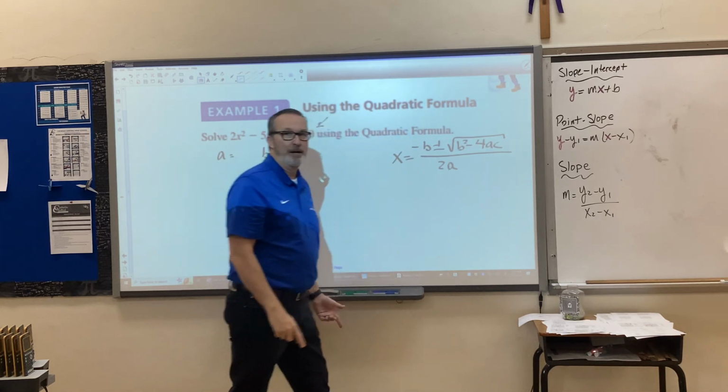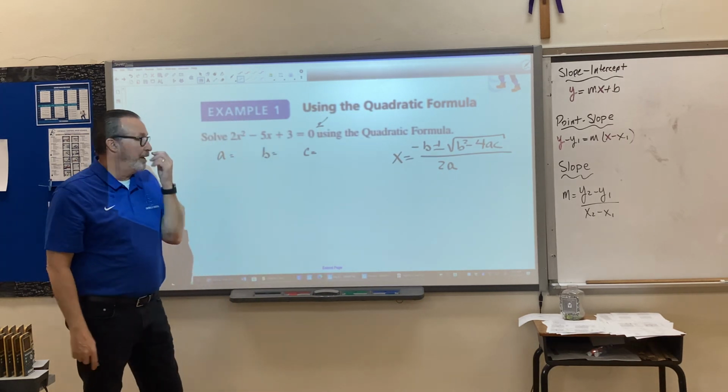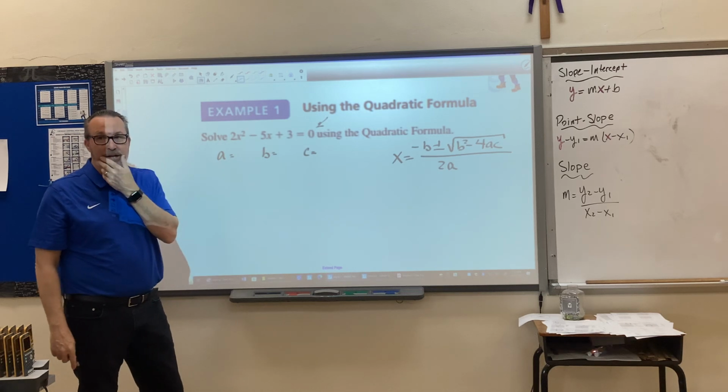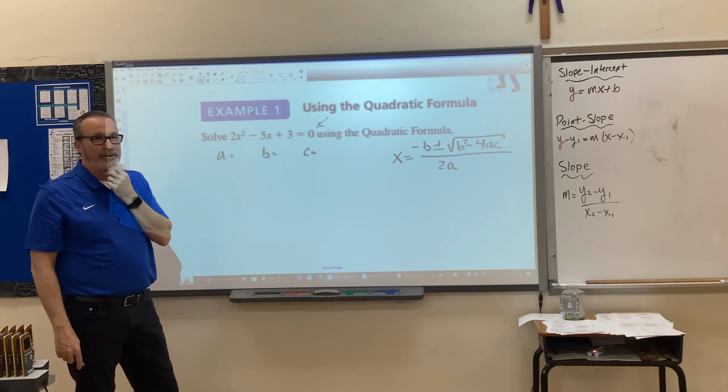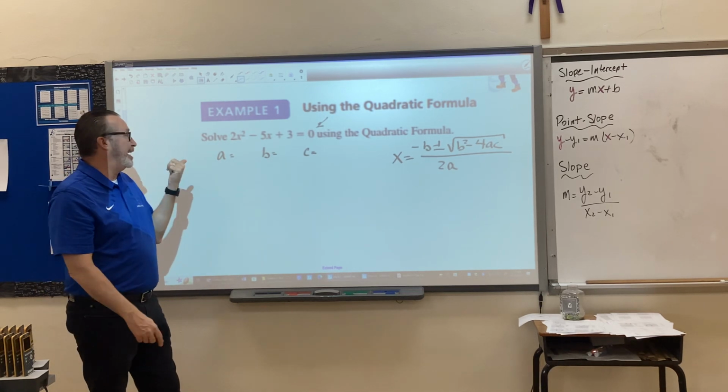Good. All we have to do is plug that stuff in, plug a, b, and c into this quadratic formula, and you get the solutions to this quadratic equation.